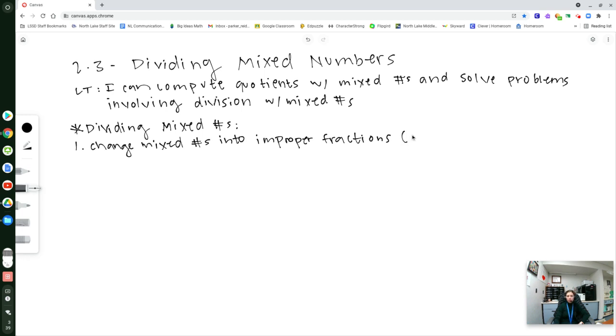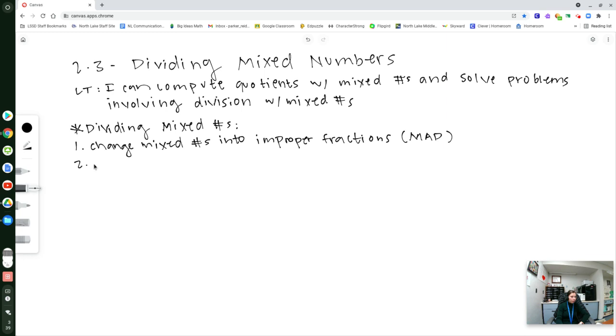And as a reminder, the method we can use to do that is MAD. We multiply our whole number by our denominator. We add that to our numerator, and our denominator stays the same. We will do examples of this later, so if you need a little bit more help with using the MAD method, we'll get to do that later in this video.